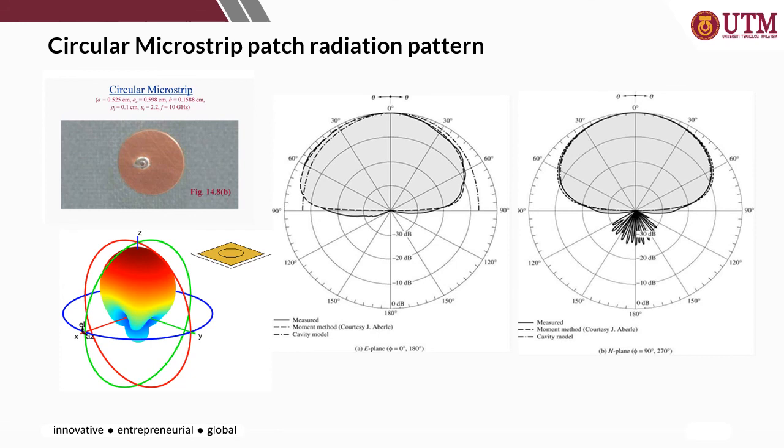Similar to the rectangular microstrip patch antenna, the radiation pattern of the circular microstrip patch also has a directive pattern, because it still has the ground plane underneath the structure. So it is a broad beamwidth, broadside directive pattern, both in the E and H planes. This is the 3D presentation of the radiation pattern of the circular microstrip patch antenna.